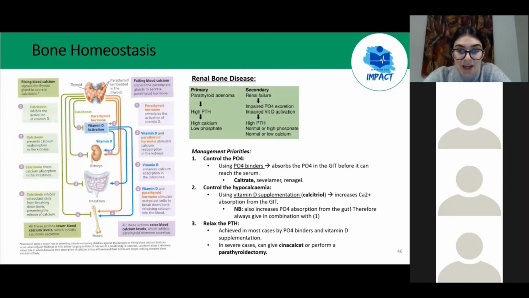So when you're hypocalcemic, your parathyroid glands react, remember, to try and increase the amount of calcium in the blood because we have no calcium now. So what happens is this takes calcium from the bones and then we end up with something called renal bone disease. So that is, in a nutshell, what happens. I won't go over the management priorities now, but they're for your interest.